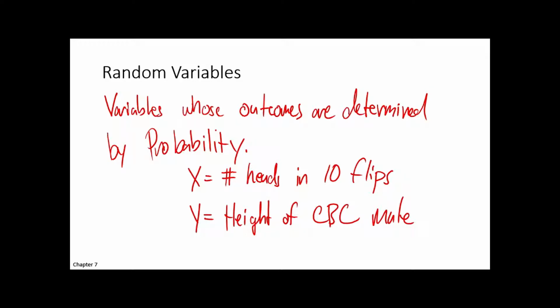It changes, but it doesn't change without any pattern. It changes based on probability, like flipping of coins. All right. So these are random variables. We're going to only deal with quantitative random variables from this point on. We're not going to look so much at categorical as much.